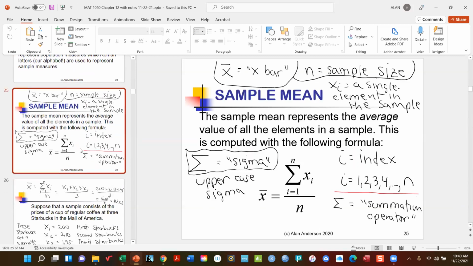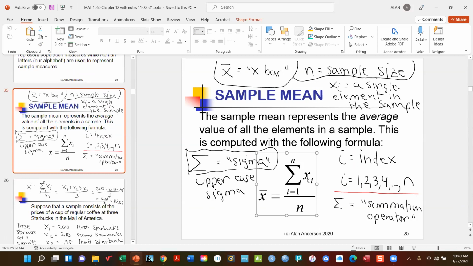All right, so we briefly introduced the sample mean with this scary looking formula, which turned out not to be so scary, because really all that it's saying is, if you want to know the mean of your sample, in the numerator, you simply add up all the elements in your sample. And in the denominator, you divide by the sample size.